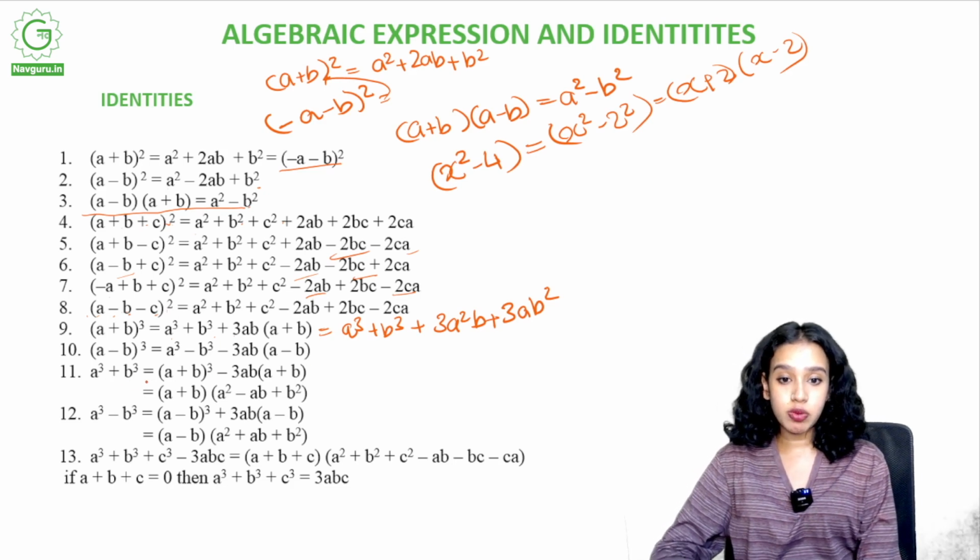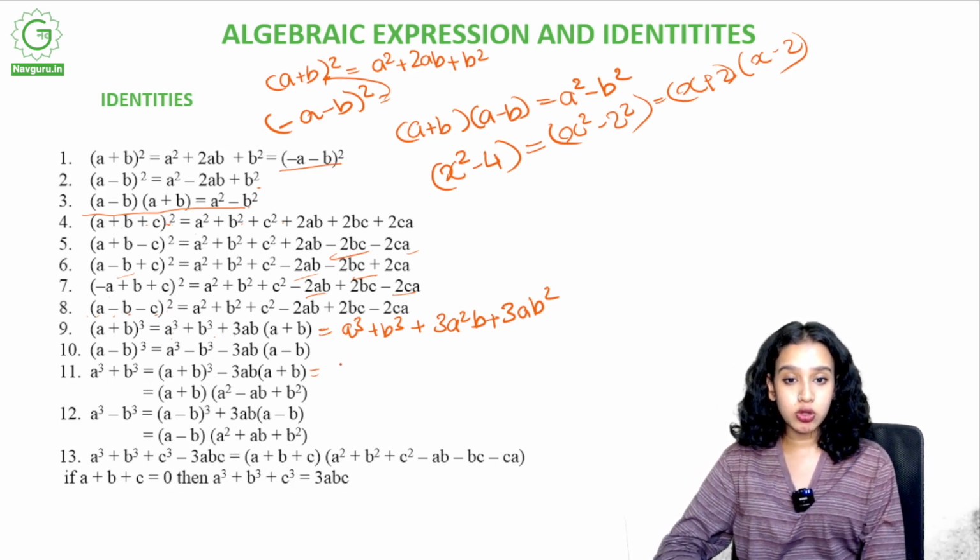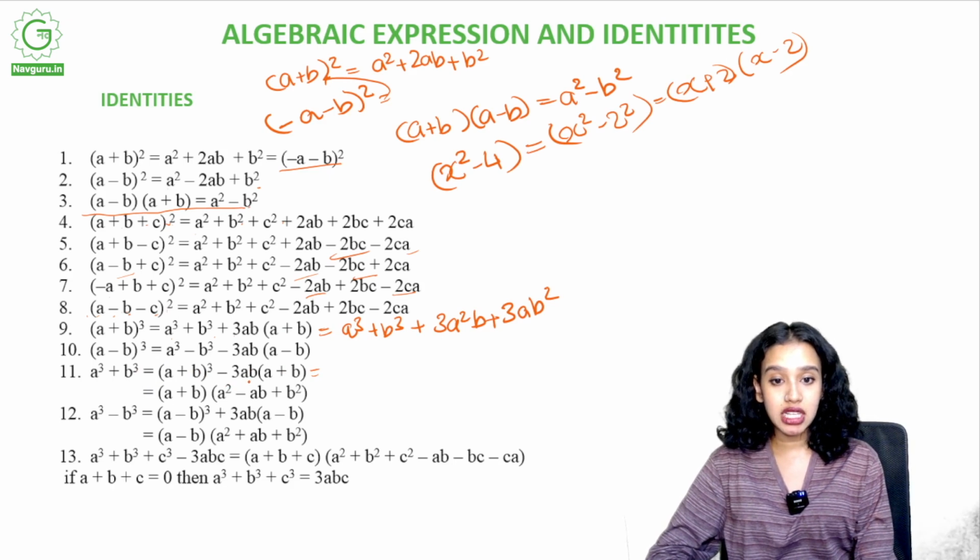Now, a cube plus b cube. What is a cube plus b cube? It's equal to a plus b the whole cube minus 3ab into a plus b.